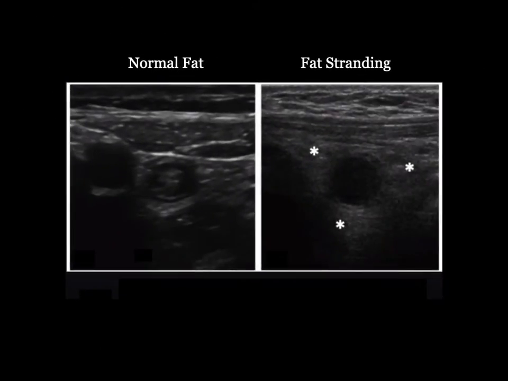And again, just to really hone that point, here's an example of a normal appendix, and we don't see any of that fluffy white haziness. Here's an example of appendicitis. Again, these are both in the transverse view, and you can see this hazy white surrounding fat, indicative of an infection or inflammation in the area.